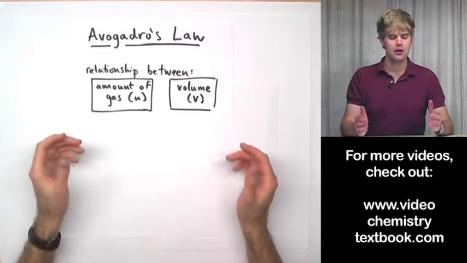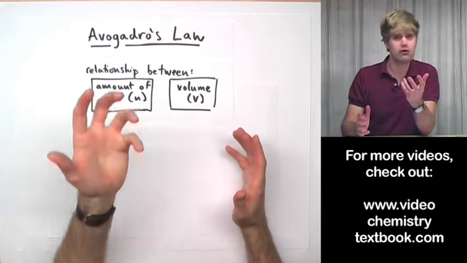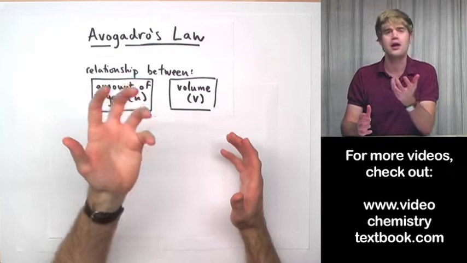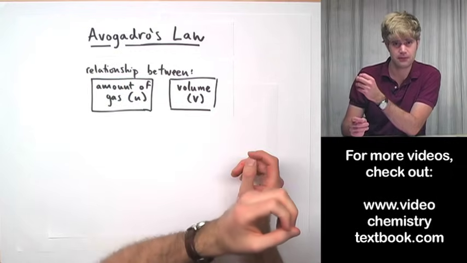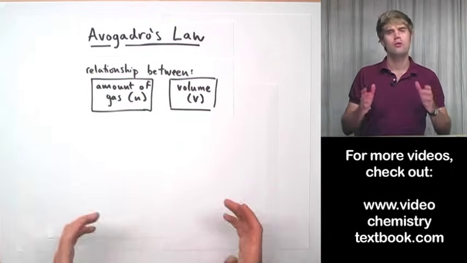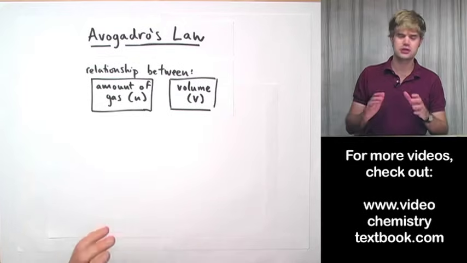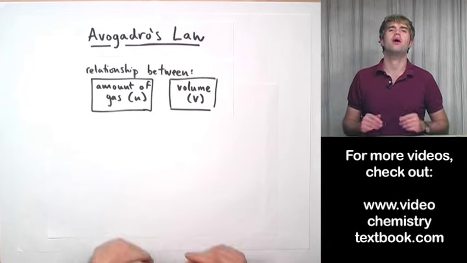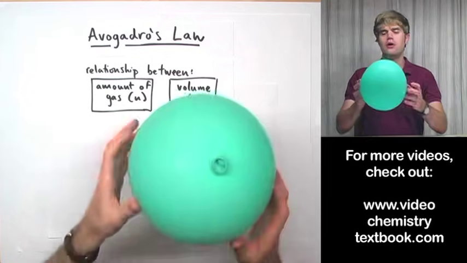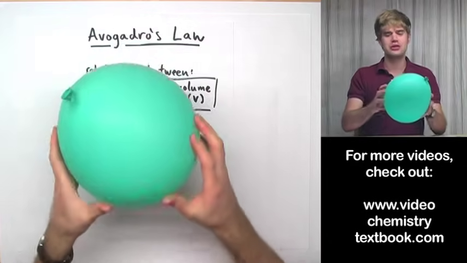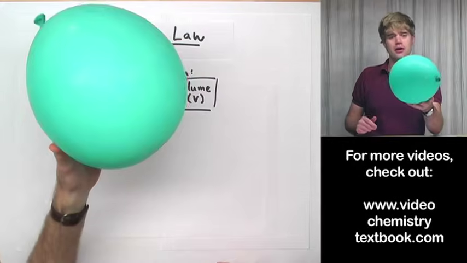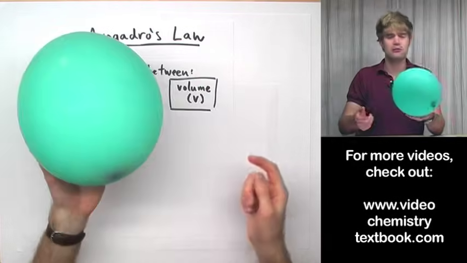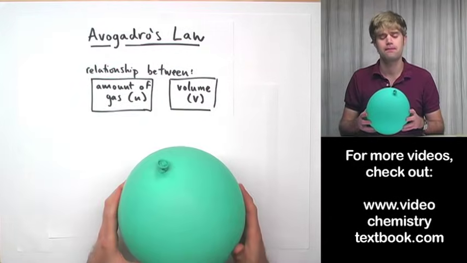Avogadro's Law talks about the relationship between the amount of gas in a gas sample and the volume of the gas sample. So what does that mean? Well, first of all, a gas sample is just a fancy term that means a bunch of gas we have anywhere. For example, this balloon has a whole bunch of gas in it that is what's keeping it inflated. So the gas in here can be considered a gas sample.